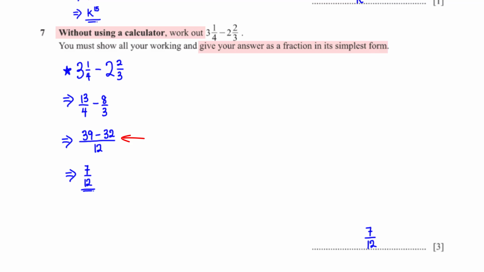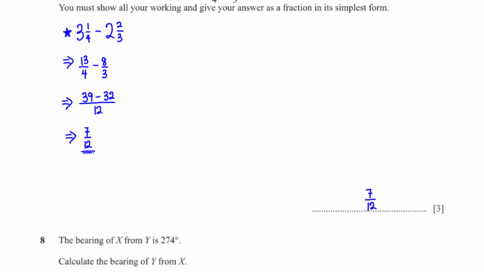4 goes into the LCM 3 times. 3 times the numerator 13 is 39. 3 goes into the LCM 4 times. 4 times the numerator 8 is 32. 39 minus 32 is 7. 7 over 12 cannot be simplified further, and so that will be our final answer.